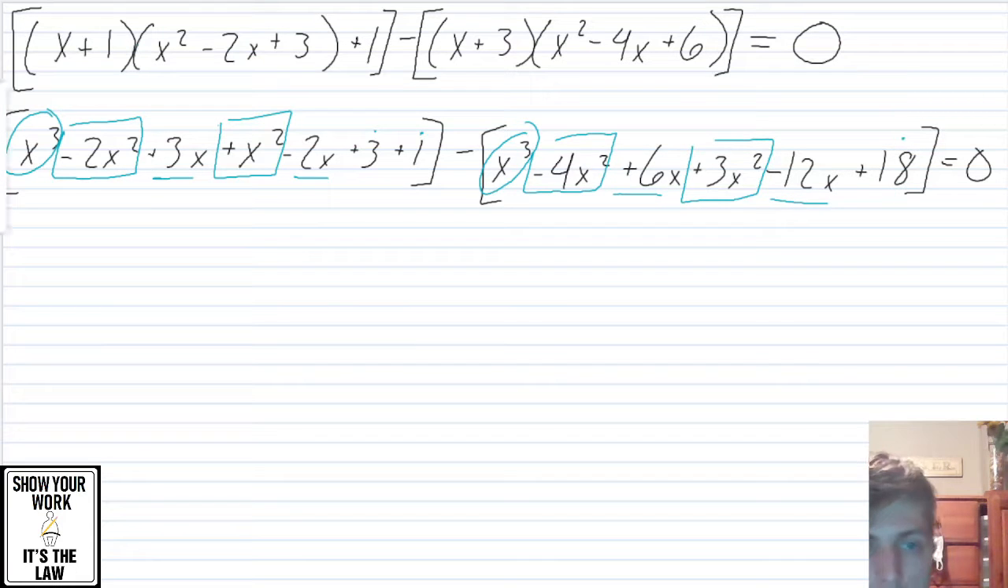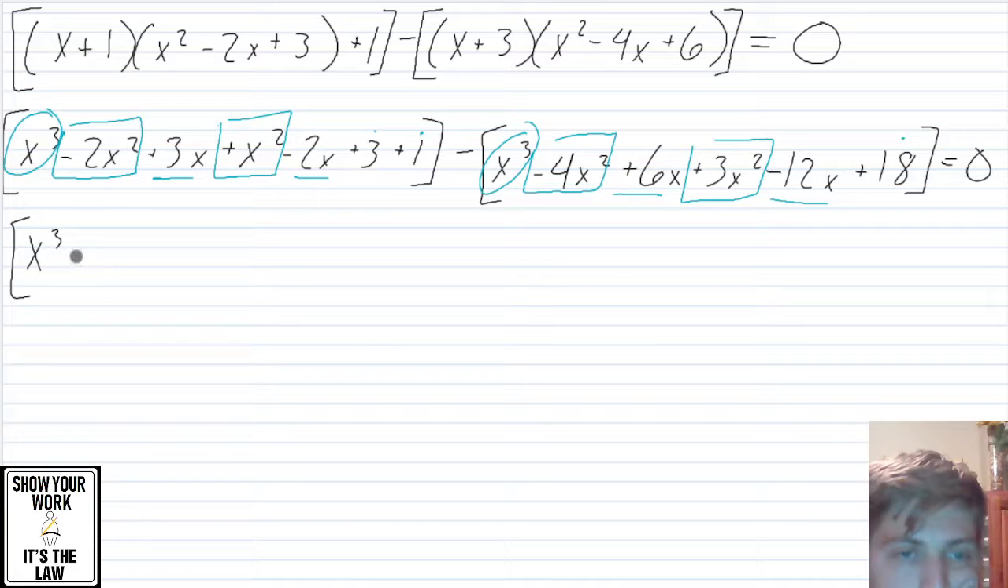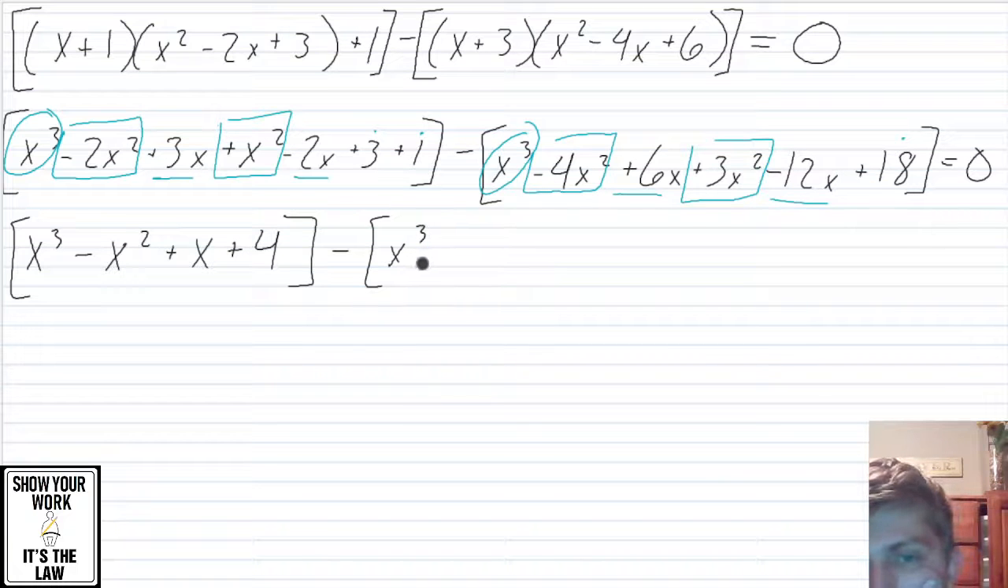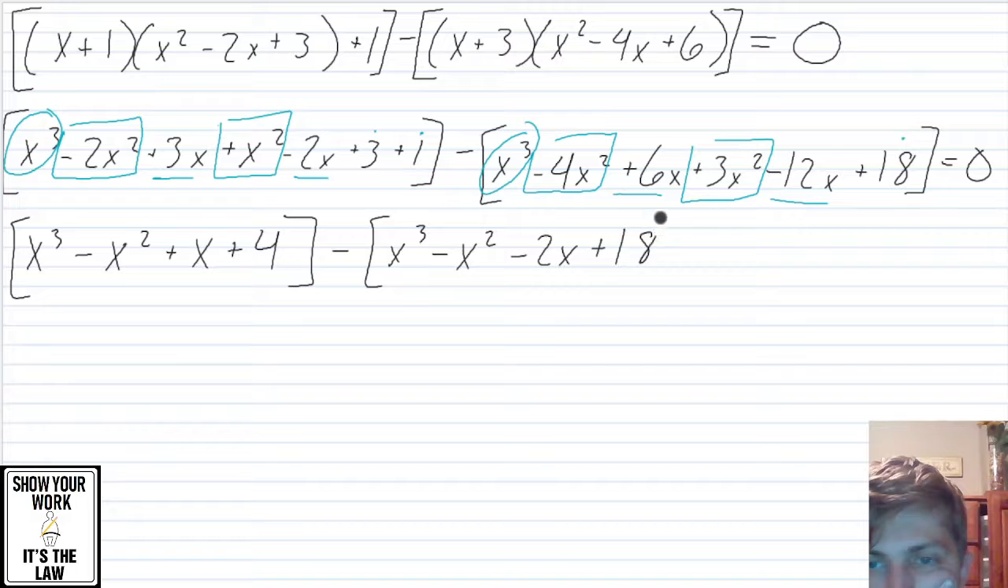Boop. All right. So x cubed is just x cubed. Keep our braces. Negative 2x squared plus x squared is negative x squared. 3x minus 2x is x. 3 plus 1 is 4. Minus x cubed. Negative 4x squared plus 3x squared is negative x squared. 6x minus 12x is negative 2x plus 18. What did I just say? That's a negative 6. That's a negative 6x. Ooh, I divided by accident. Dun dun dun. If you caught that, you get a point.